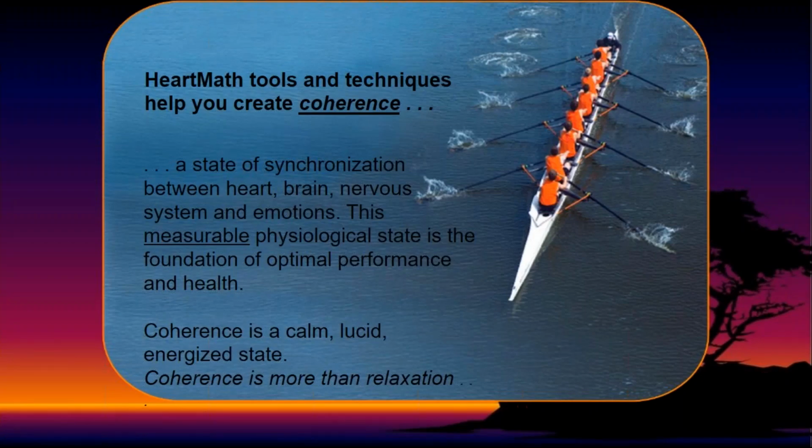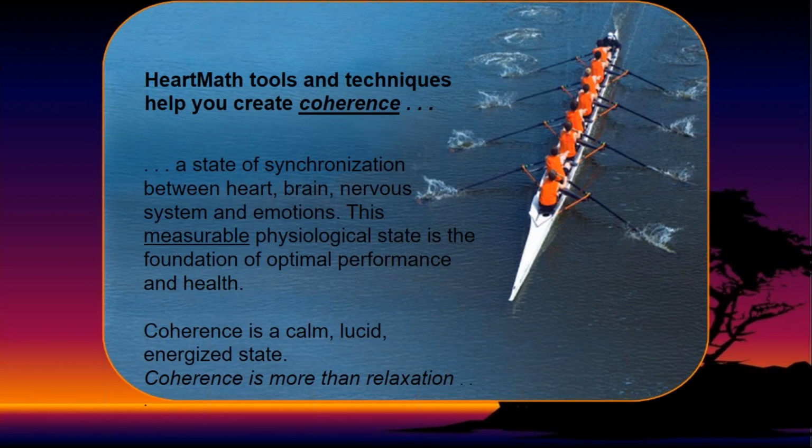So both the tools and the techniques of HeartMath help us to create coherence. Excuse me. A state of coherence, or sorry, a state of synchronization between heart, brain, nervous system, and emotions. And this measurable physiological state is the foundation of optimal performance and health. As we see in this diagram with the rowers, they're all in synchronization, all rowing at the same time. For anybody that's seen that on TV, you can see how smoothly the boat moves along and how in sync and harmonized the rowers look.